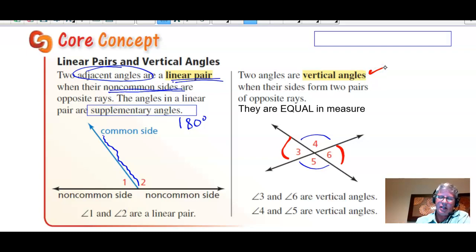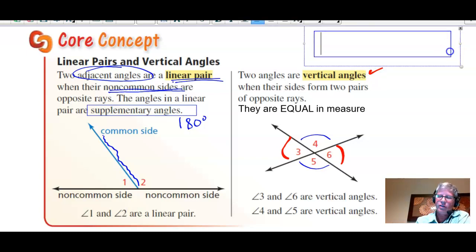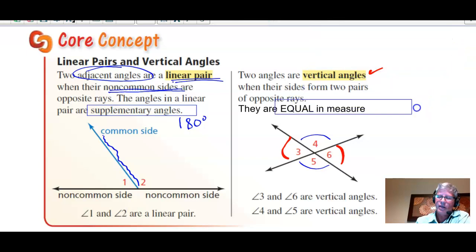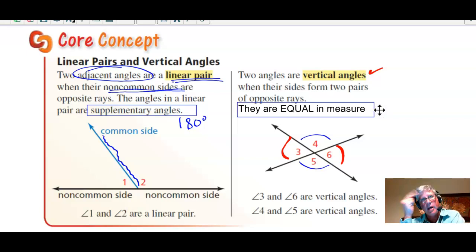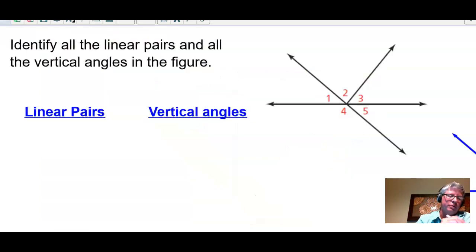What they didn't put in the book that I want you to make sure that you notate is that if I tell you we have vertical angles, I want you to immediately think, hey, they're going to be equal in measure. You don't have to see the picture, but if I tell you we have vertical angles, think equal.